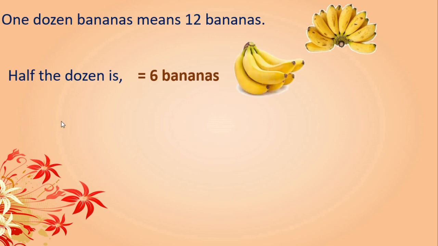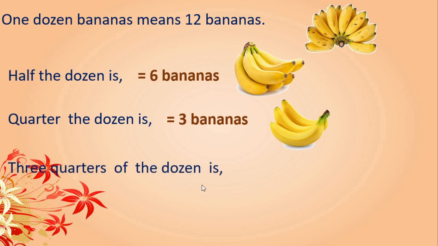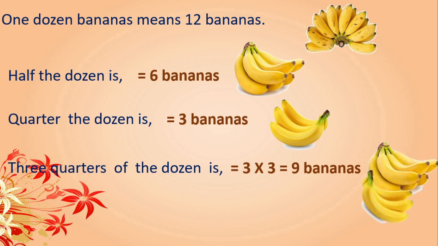Tell me, what about the quarter dozen? Yes. Half of 6. That is nothing but 3 bananas. Very good. And what about the 3/4 dozen? Yes. 3 multiplied by 3. Correct? That is equal to 9 bananas. Remember this. Dozen always means 12.